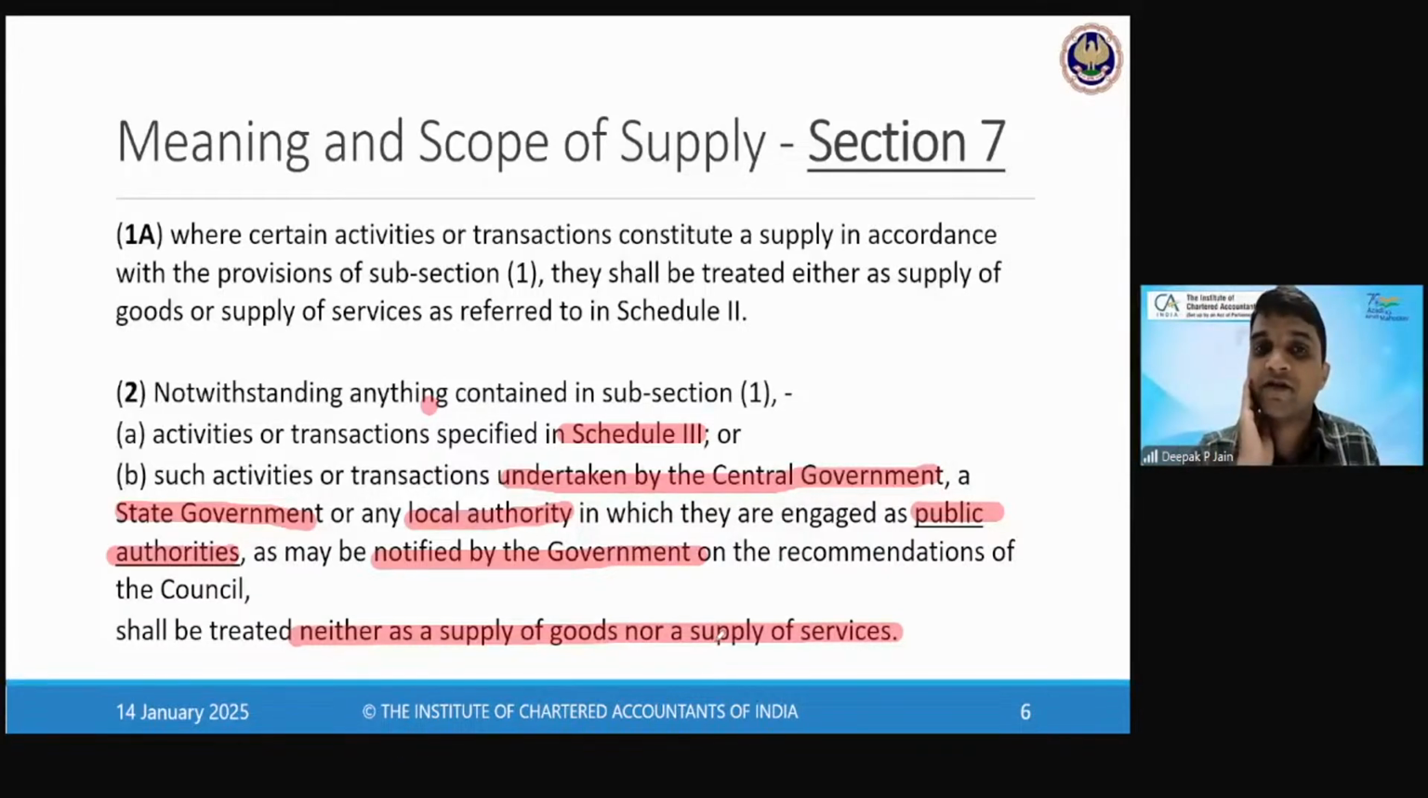उसे आप सप्लाई ऑफ गुड्स भी नहीं मानोगे, सप्लाई ऑफ सर्विस भी नहीं मानोगे। तो सप्लाई 7(1) का कंडीशन क्या है कि उसे या तो फिर सप्लाई ऑफ गुड्स मानना चाहिए या फिर सप्लाई ऑफ सर्विसेज। और 7(2) बोल देता है हटाओ इन सबको, मैं जो बोलता हूँ वही अल्टीमेट है। जो शेड्यूल 3 में आती है और गवर्नमेंट के सर्विसेज जो कि नोटिफाई है, वो ना तो सप्लाई ऑफ गुड्स है ना तो सप्लाई ऑफ सर्विसेज। इसका मतलब उसके ऊपर टैक्स नहीं लगेगा। अगर टैक्स नहीं लगेगा तो उनको रजिस्ट्रेशन की जरूरत नहीं है. So what is this activities notified?